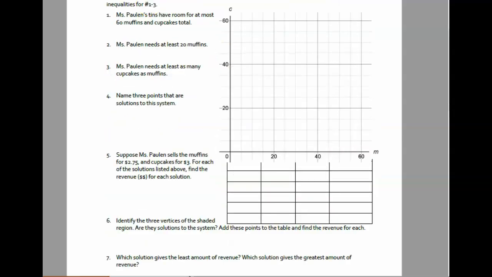So let's go. Miss Paulin's tin has room for at most 60 muffins and cupcakes in total. So after you add number of muffins and number of cupcakes, it has to be at most, less than or equal to 60. Cool? Miss Paulin needs at least 20 muffins, so M has to be greater than or equal to 20. At least as many cupcakes as muffins, so C has to be at least as many as M.